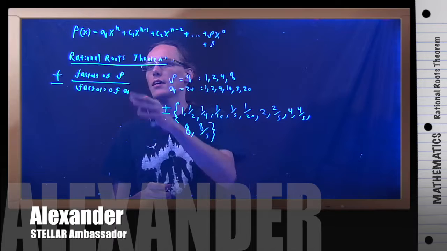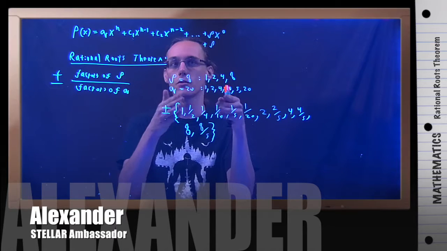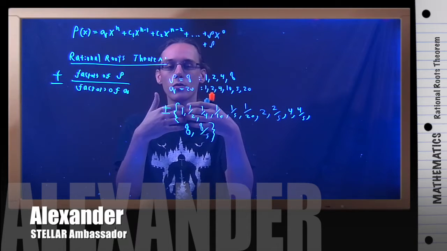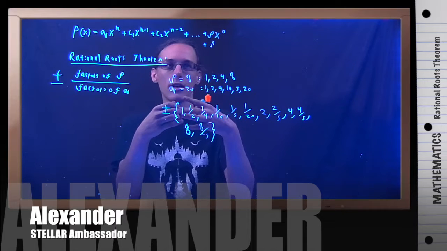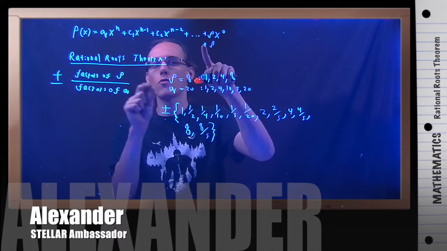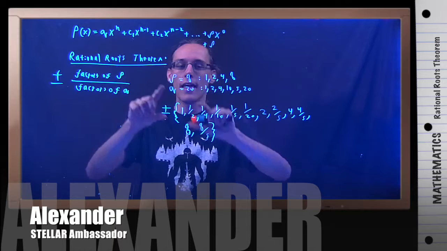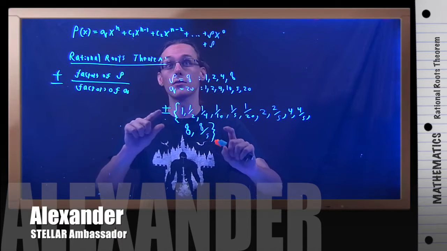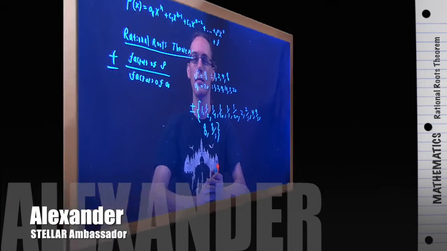All it's saying is if you've got some polynomial and you're trying to find the zeros of it, a way to know where to start is to do all the factors of this last number over all the factors of the front coefficient, and then this list has those zeros, if they're in there.